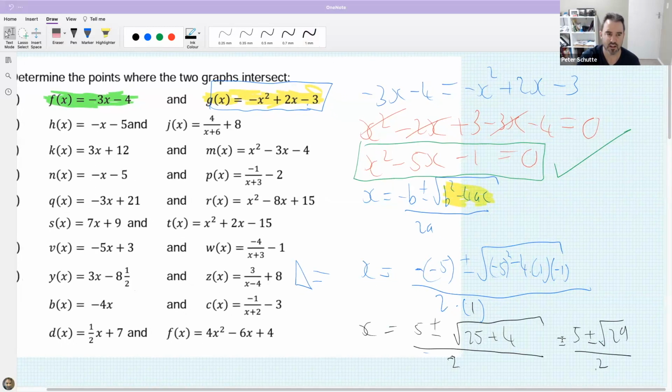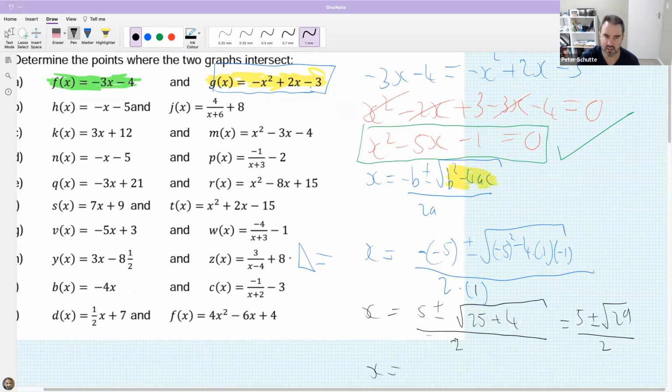And then to get the actual answers, I'm going to get x is, and if you could just check this for me, I should be getting about 5.19, or the other one is going to be the square root. So the square root of that is going to be less than 5. So it's going to be quite a small number, minus 0.19. So give me a thumbs up if you have got that.